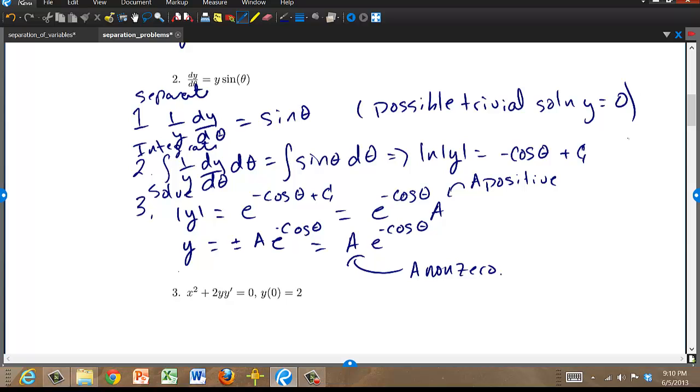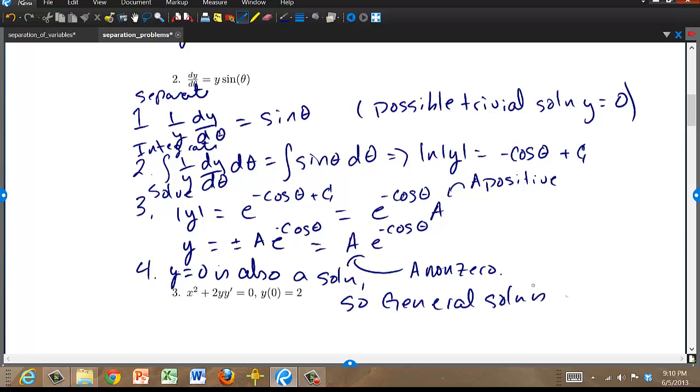We still have to check and see if this possible trivial solution is actually a solution to the ODE. And yeah, we see it is. If y is 0, then this right-hand side would be 0. And if y is 0, then this left-hand side, dy/d theta, would be 0. So y equals 0 is also a solution. So the general solution we'll just write is y equals a e to the negative cos theta. And a can be anything there, even 0.